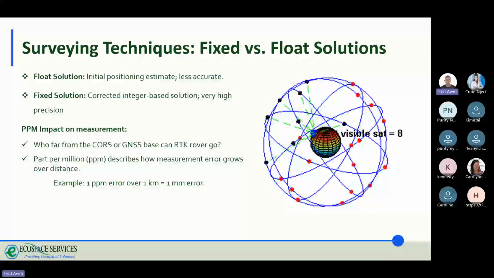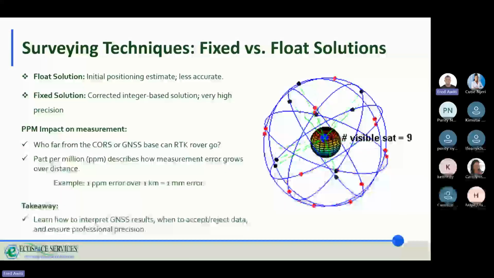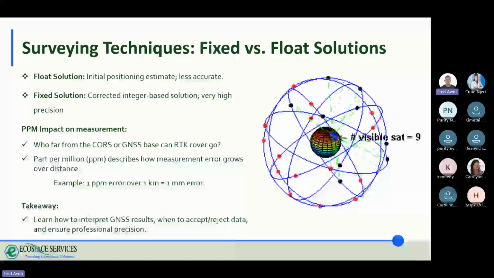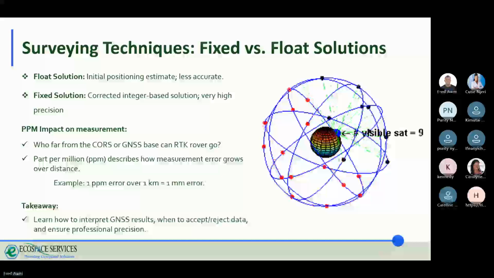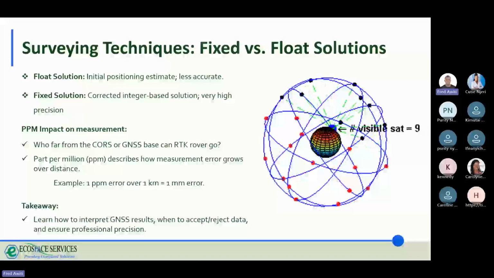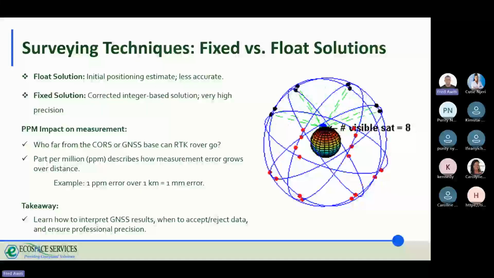Know that when I key in 4, I'm expecting to get 6. When I key in that, I'm expecting to get ABC. So the key takeaway when you join the course is how you're going to learn how to interpret the GNSS results. When to accept a result or when to reject the data. Ensure there's a professional precision in your results.